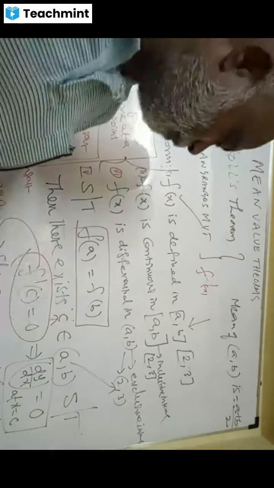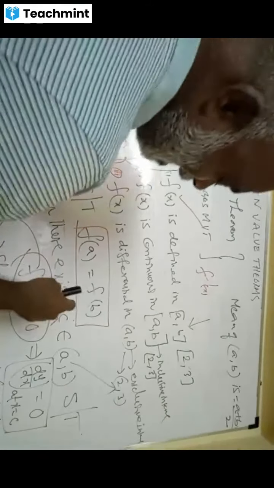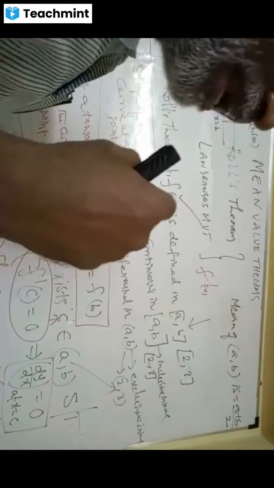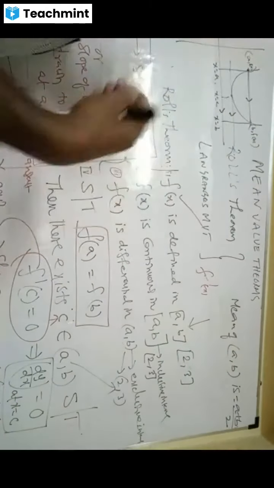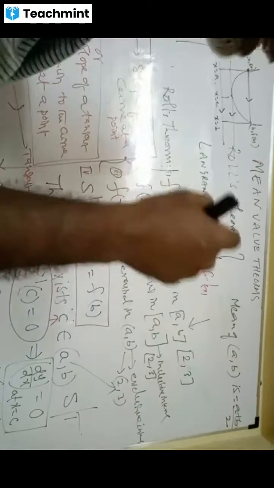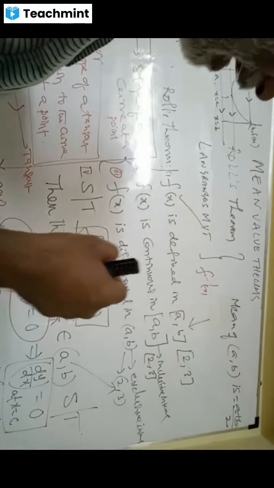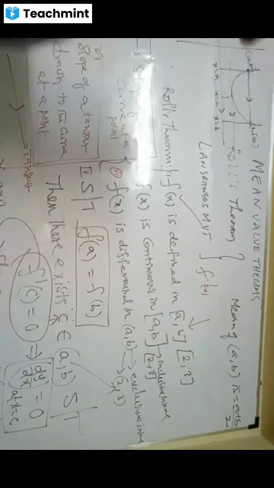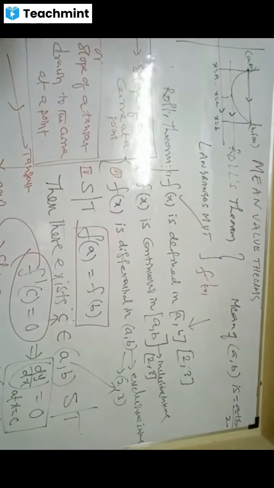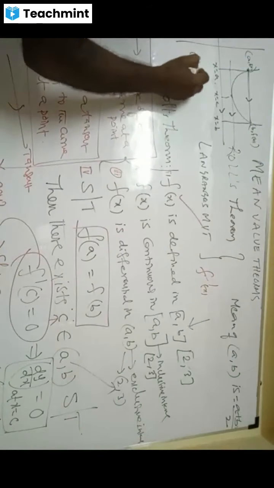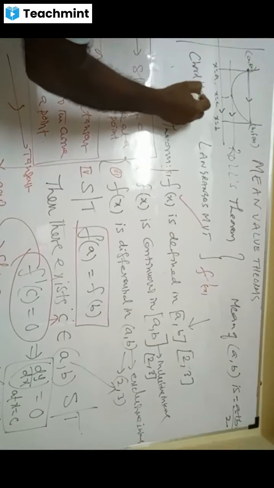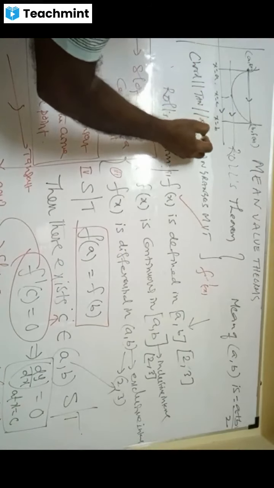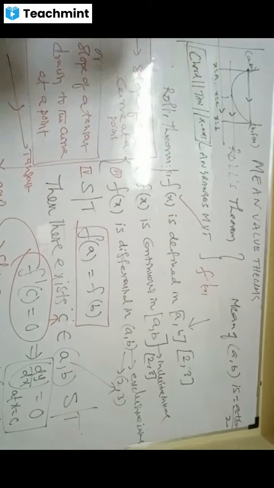Then there exists a point x equal to c. That means for at least one x equal to c, there is a value of x in the interval at which the tangent drawn is parallel to the x-axis. That's a brilliant schema: chord parallel to tangent, parallel to x-axis. This is the beauty of Rolle's theorem.